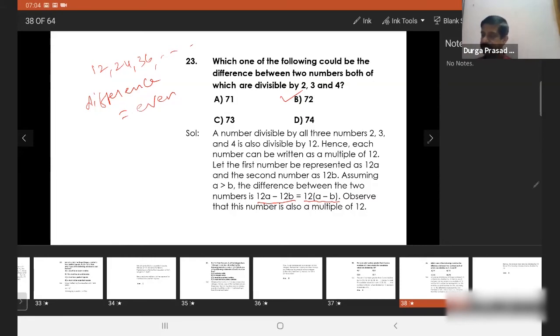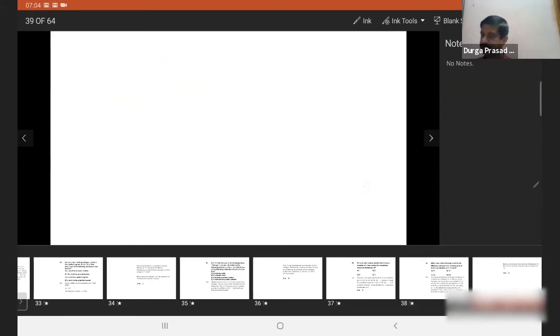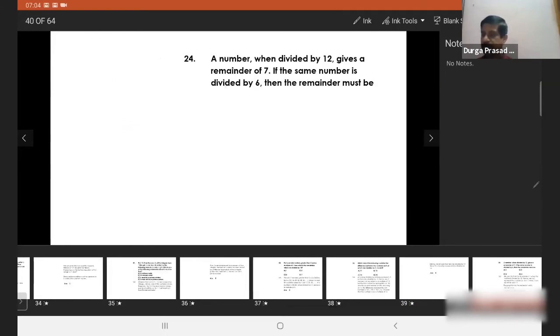Right, children. Let us go to the next question. A number, when divided by 12, gives a remainder 7. So let us call the number A. Divided by 12 leaves a remainder 7. So that means this number is odd. If the same number is divided by 6, then the remainder must be what?